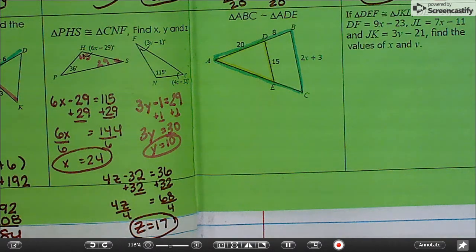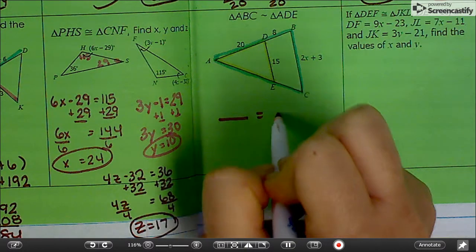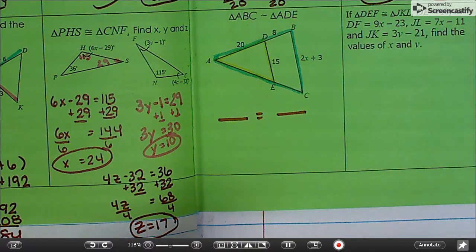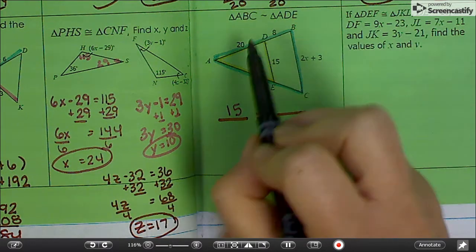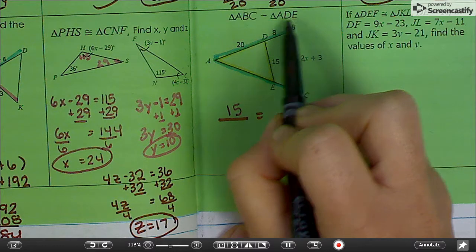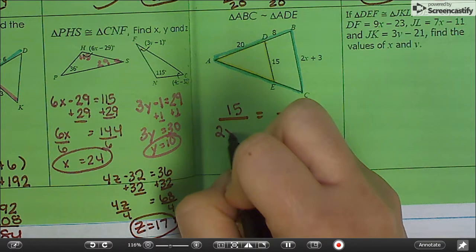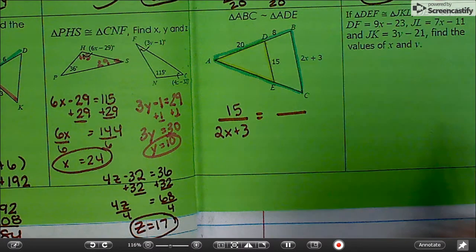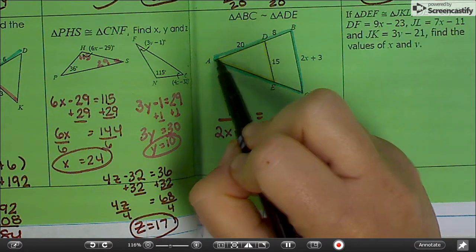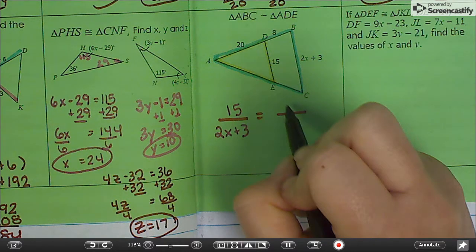We're going to go with corresponding parts. So I'm going to look at DE. Remember, this is similar, so we set up a proportion. DE is 15. That's part of the small triangle. And the corresponding part to DE would be BC of the big triangle. So I'm going to go ahead and throw that underneath. Okay, corresponding parts are proportional. And then I have my other part. So the other side of the small one is this 20. AD is 20.